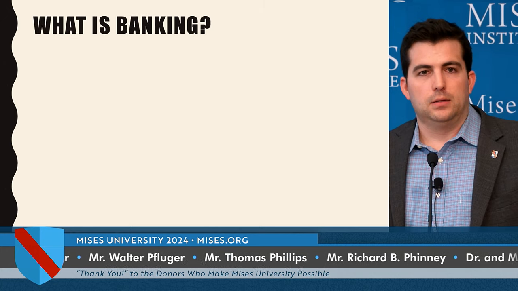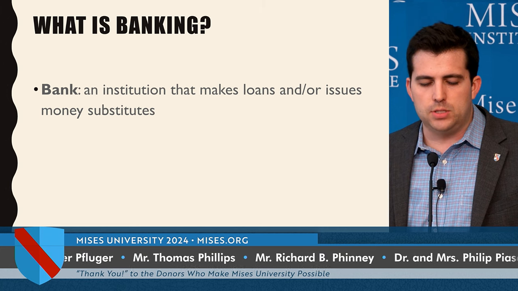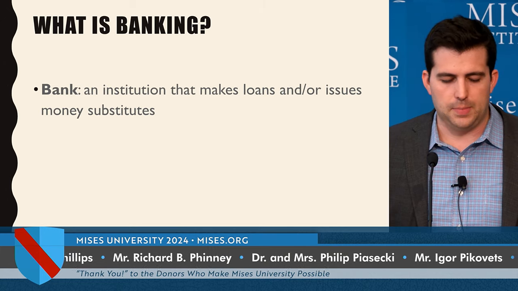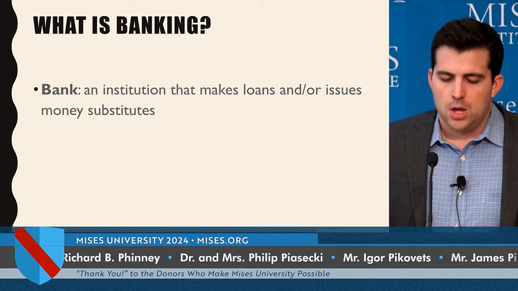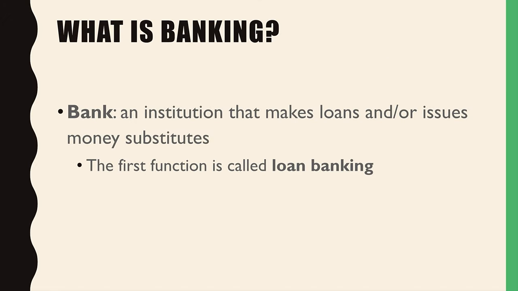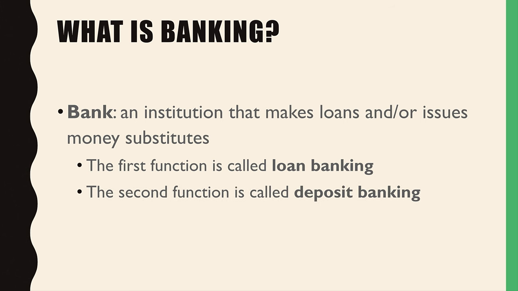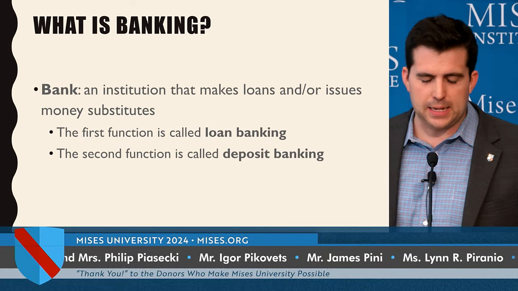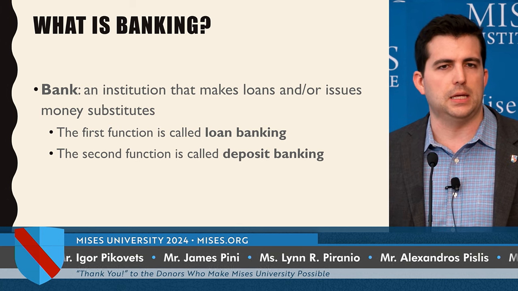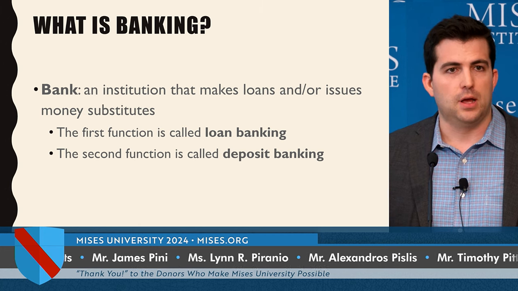What is banking? Well, a bank is an institution that makes loans and or issues money substitutes. That's all a bank really is when we're talking about your average bank, such as a commercial bank. When the institution is making loans, the act of making loans, that's the first function, called loan banking. The issuing of money substitutes, that's the second function, called deposit banking. Most financial institutions, most banks, combine these, but it's important for us to separate them because, as I sort of alluded to at the beginning of the talk, they have very different effects.